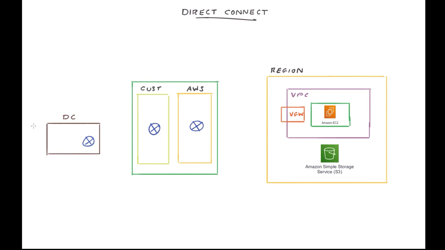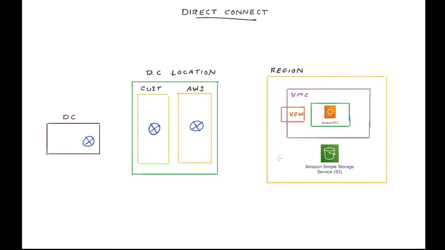Okay, so let me just recap the three elements that we have here before we go any further. So we have our customer data center over here with a router. Now here in the middle, we have our Direct Connect location. This sits between our on-premise data center and our AWS infrastructure, and it is separated into two cages effectively. We have our customer partner router, and we also have the AWS router as well.